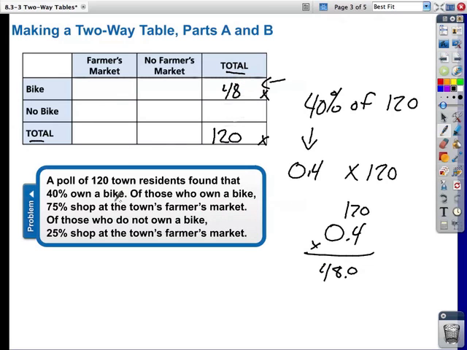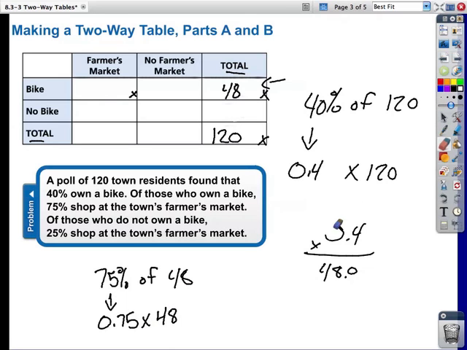Of those who own a bike, 75% shop at the town's farmer's market. So that number will go here because two things: they have to own a bike and they shop at the farmer's market. So that's where this box intersects. It intersects the farmer's market and the bike line here. See that? So we would figure out what's 75% of the amount of people who own a bike, in this case 48. So 75% of 48 would be found the same way. Convert to a decimal and multiply by 48.